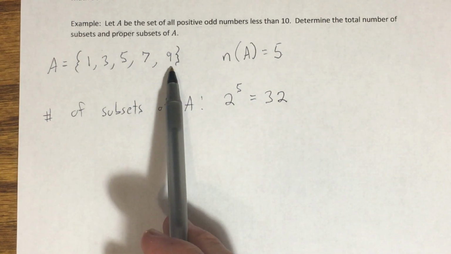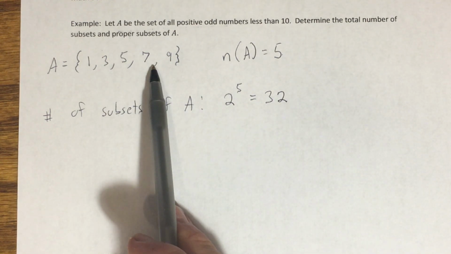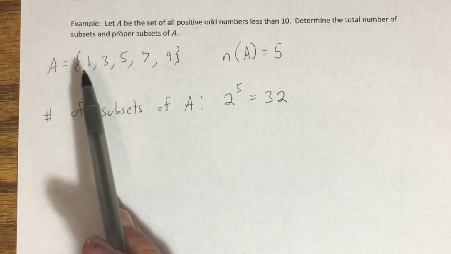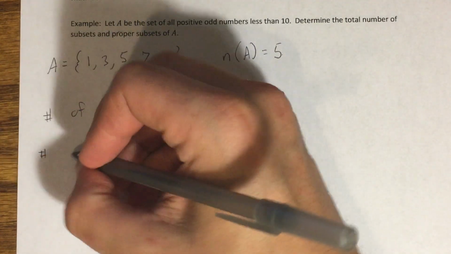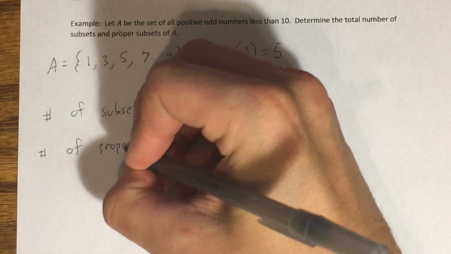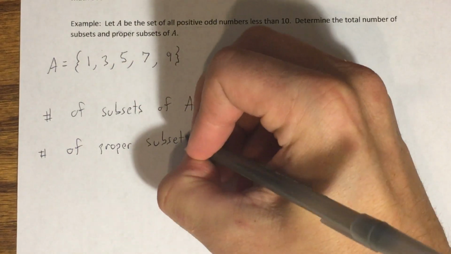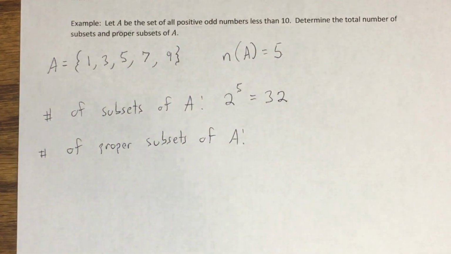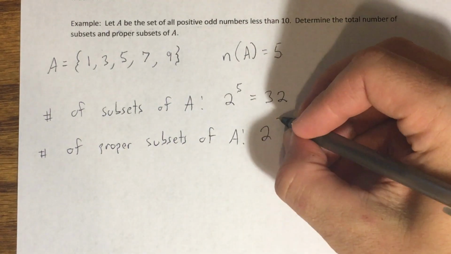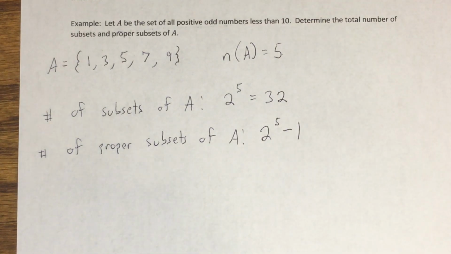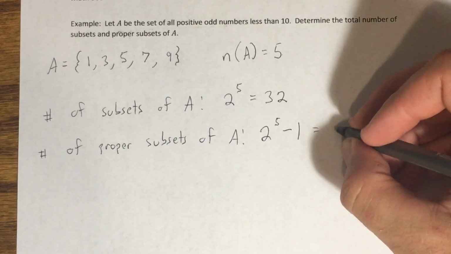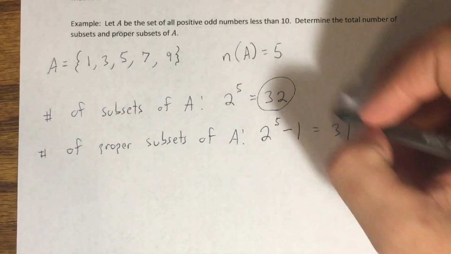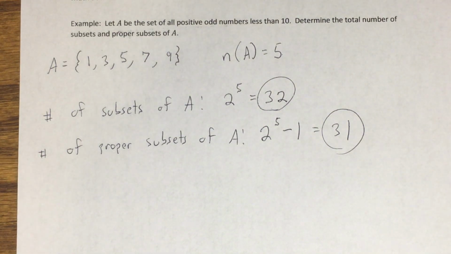Notice I don't need to list them all out. That would be a lot of sets to list out. I don't need to create this increasingly complicated tree diagram to find all 32. I can just use this formula directly. It's much, much more efficient. What about the number of proper subsets of A? Well, that formula was similar. It's still 2 to the 5th power, but then we subtract that one subset that consists of all the elements in A. That would be 32 minus 1, or 31. So here's our 2 answers to that question, and that's going to wrap up section 2.2.